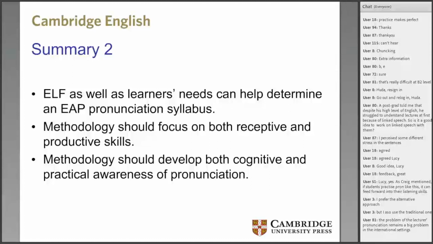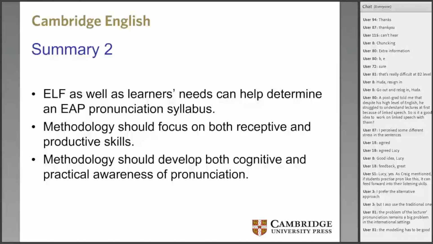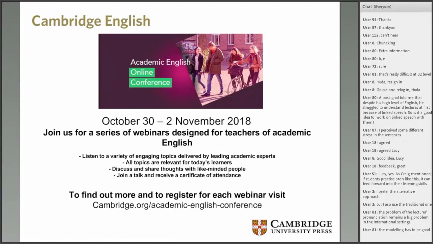And then in terms of the methodology, apart from listening and speaking, also give the learners some awareness of what's going on here and what is the aim or the function of that phonological feature in terms of EAP. So this is what, when I was looking at EAP and pronunciation, these were the thoughts that occurred to me and that I'm sharing with you now.